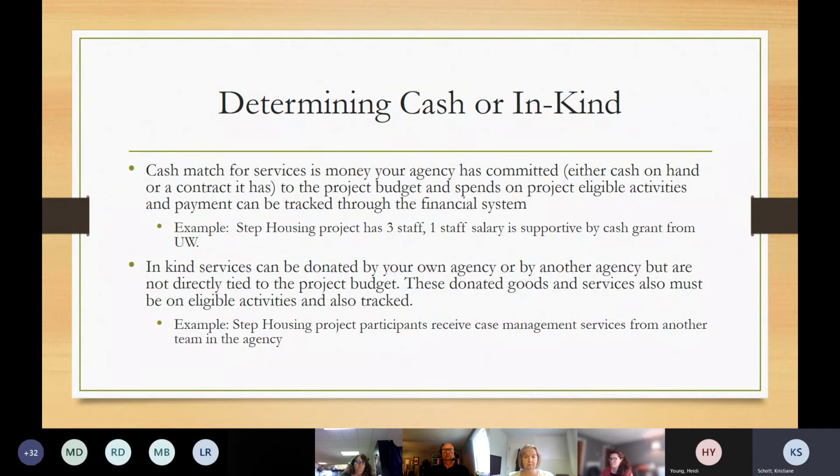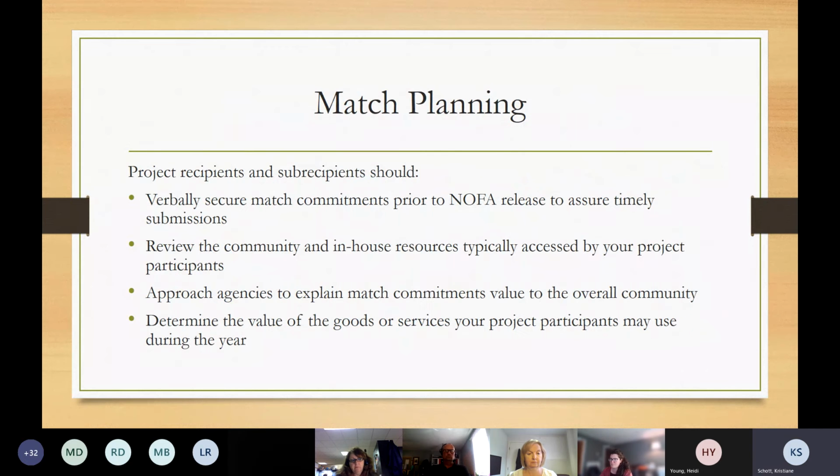In regards to in-kind services, they can be donated by your own agency or another agency. They're not directly tied to the project budget. These can be donated goods or services based on eligible activities. So, for example, a housing project may receive case management services from another team within the agency or a partner agency, such as Head Start or a mental health center, as I talked about earlier. I'm drawing a blank on another one.